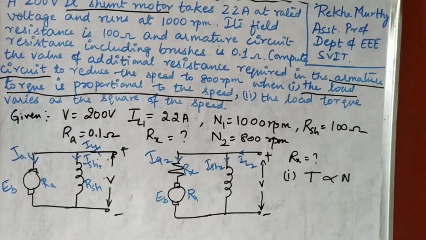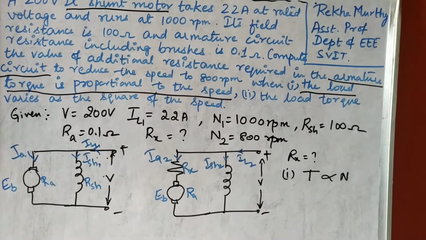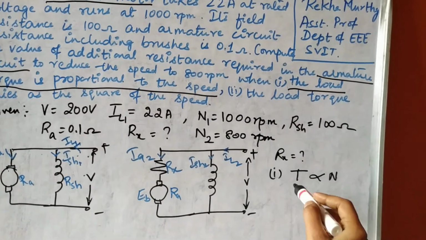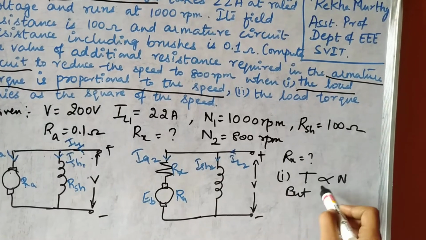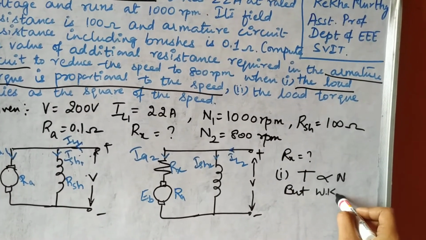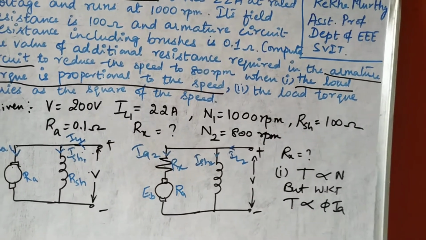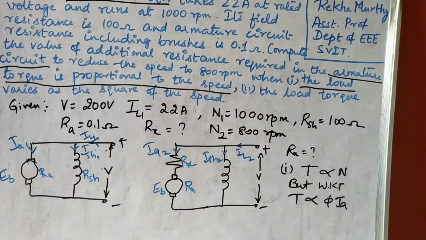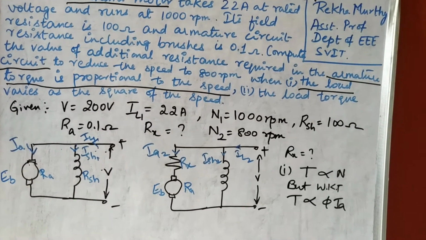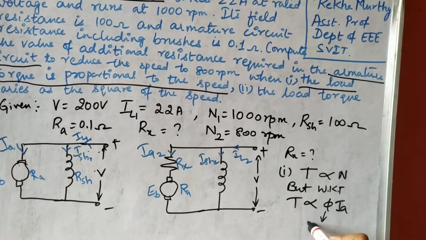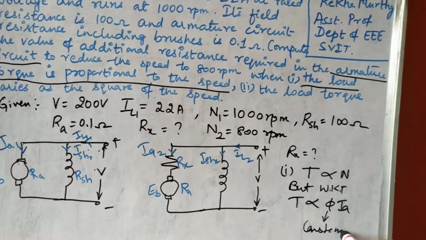But we know that torque is proportional to flux into Ia, where flux will be considered as a constant in the DC shunt motor. Is it not?